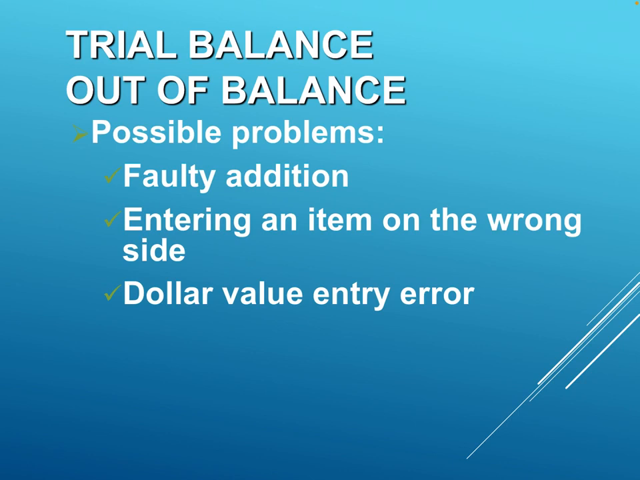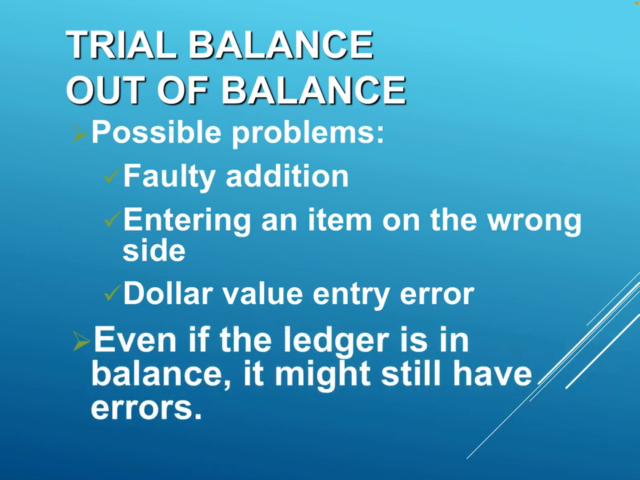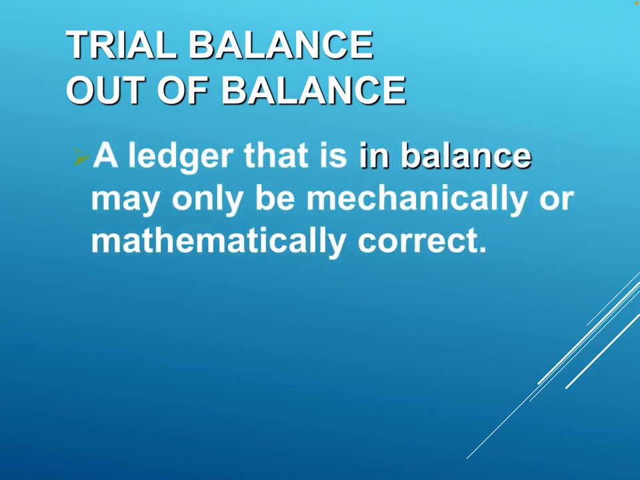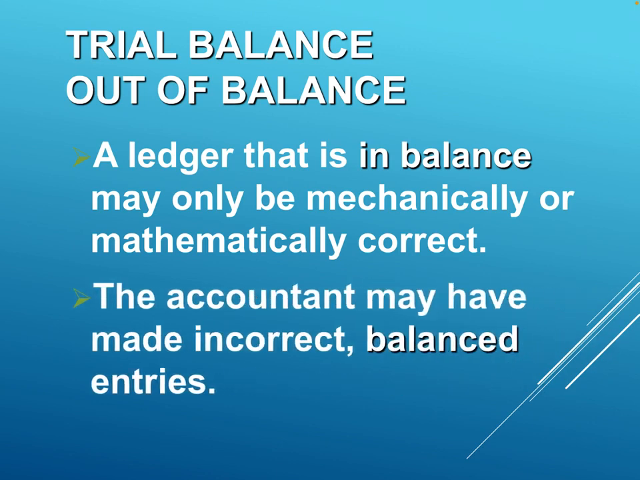So first thing to do is check addition. A lot of people add it up wrong. Putting the item on the wrong side, even though you had it, maybe in your ledger on the debit side, you put on your trial balance on the credit side. Dollar value entry error, you didn't enter it correctly. Even if the ledger's in balance, it still can have errors. Okay, that's something to remember. Just because it's in balance doesn't mean it's perfect, everything's accurate. It means it's in balance, but you still could put things into the wrong accounts and have it balanced. A ledger in balance may only be mechanically or mathematically correct, but you can still have incorrect balanced entries.